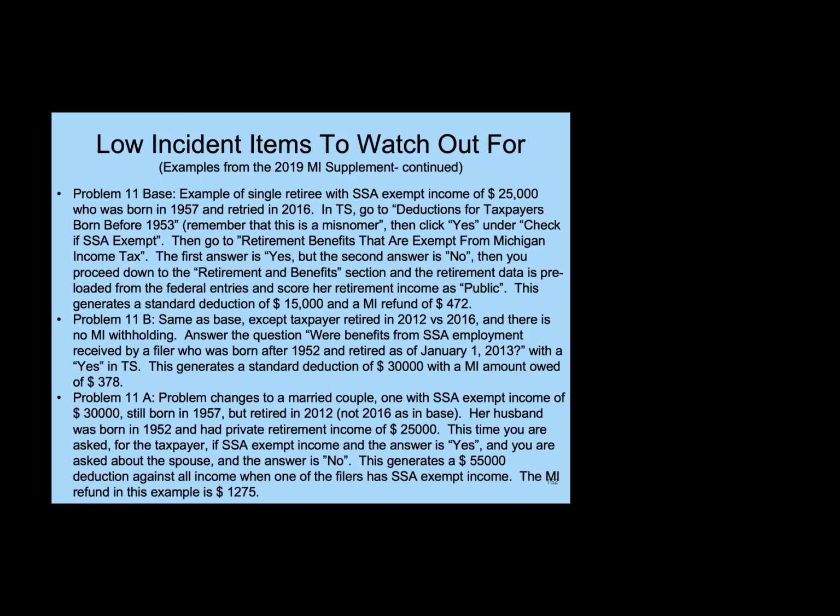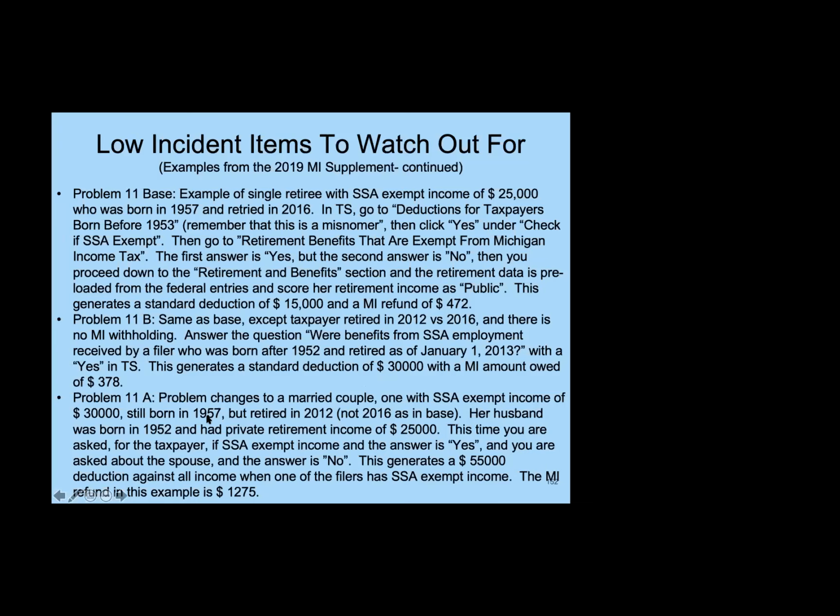Okay, problem 11B is the same as the base, except now he retired in 2012 versus 2016. That's a question a little deeper into the retirement section in TaxSlayer, and that generated an even bigger standard deduction of $30,000, just to answer the question. And then in 11A, the problem changes to a married couple. It's a little different than the base, with one SSA exempt income of $30,000, but still born in 1957, but retired in 2012. And again, answer all the questions, generates the right answer.